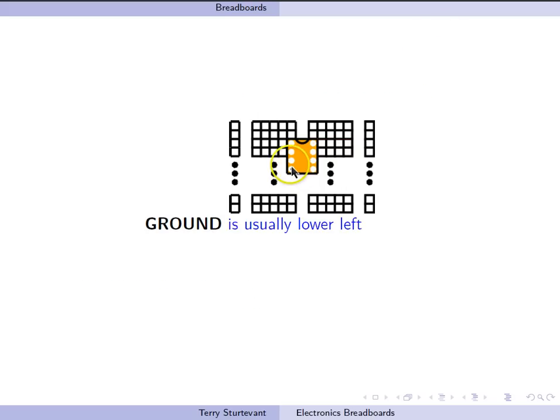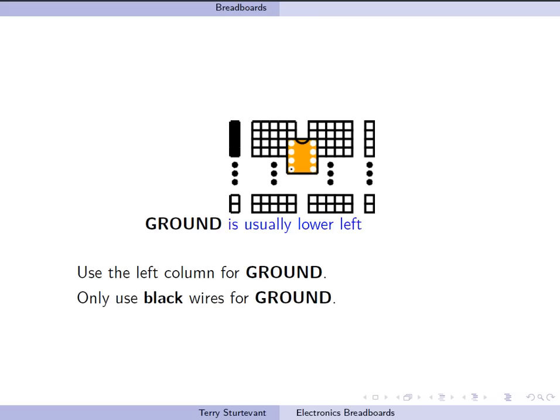The ground pin on a chip is most of the time on the lower left. So, if we use this left column for ground, then it again makes an easy connection across to that pin. And again, we should only use black wires for ground, as I've indicated here.